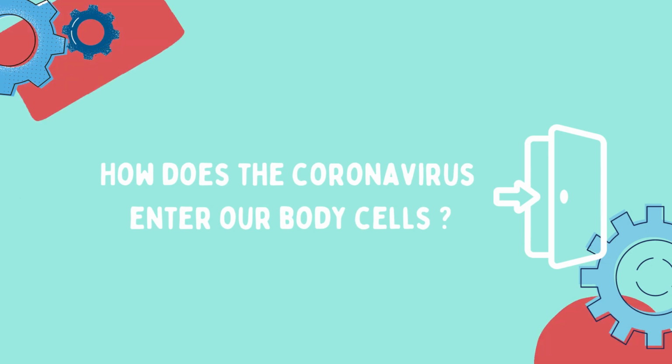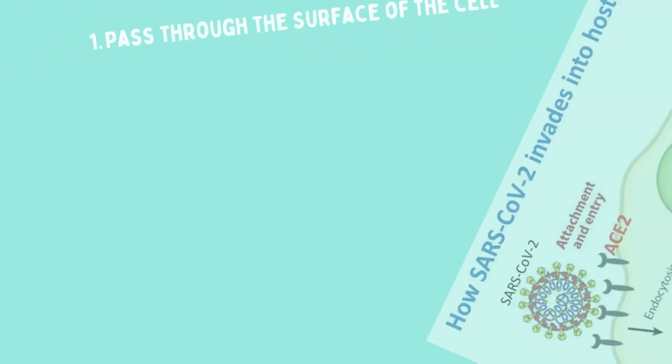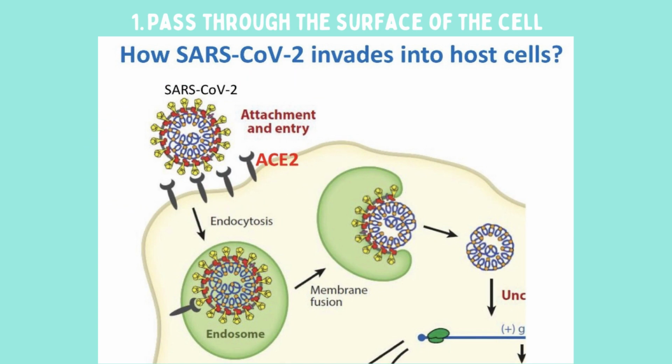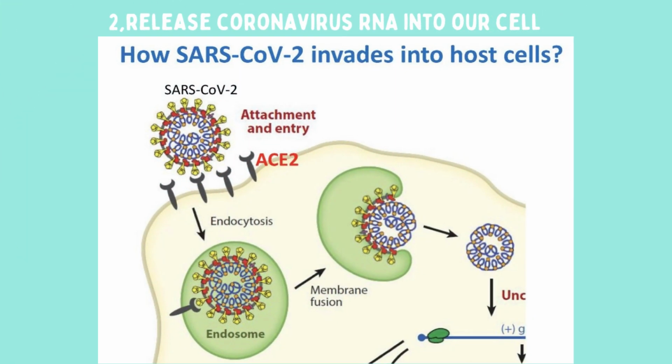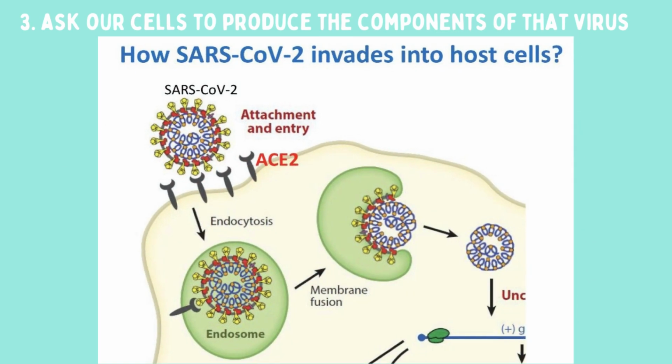How does the coronavirus enter our body cells? Let's refer to this picture. According to the picture, we can see that the coronavirus passes through the surface of the cell and releases its RNA into our cell. When the virus RNA enters our cells, it will provide the instruction and ask our cell to produce the components of that virus.